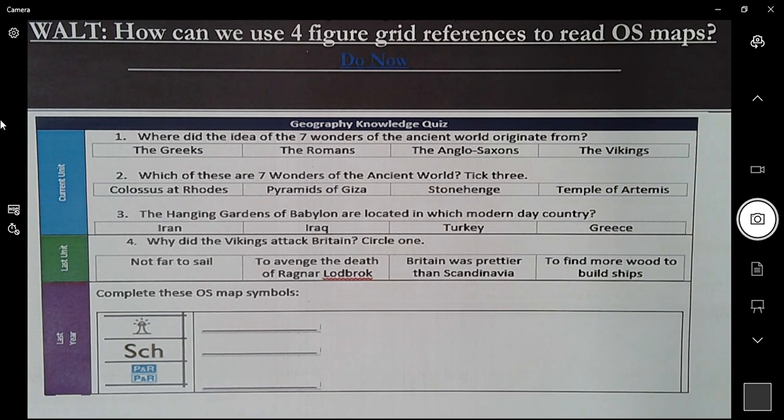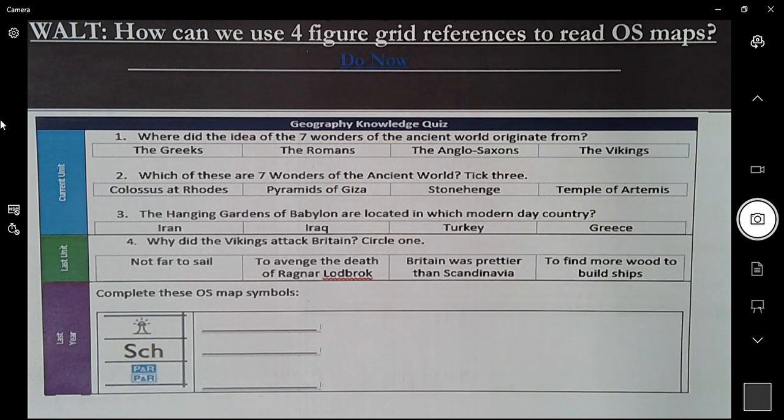Today we're going to move on with our mapping unit and look at how to read Ordnance Survey maps, look at what exactly Ordnance Survey maps are, and then create and complete a few challenges at the end.